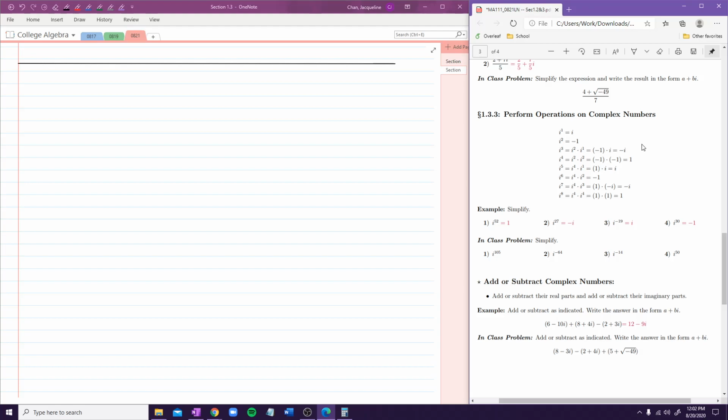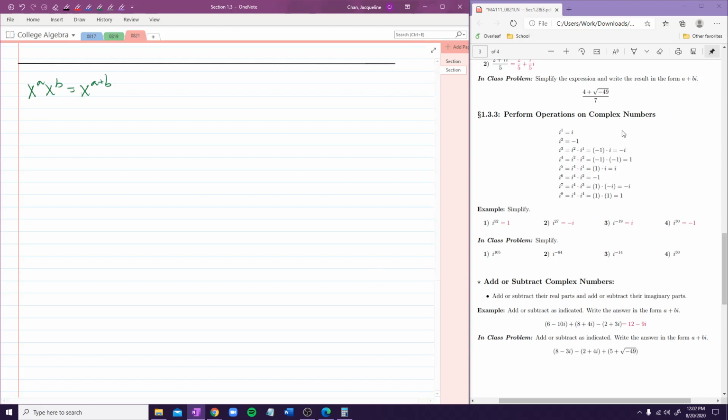i to the third power can be rewritten as i squared times i, because remember the exponent rules: x to the a times x to the b is x to the a plus b. As long as they have the same base and they're multiplied, we can add the exponents. When we do that, we get negative 1 times i, so we get negative i. And then i to the fourth can be rewritten as i squared times i squared, and so that's negative 1 times negative 1, which is positive 1.